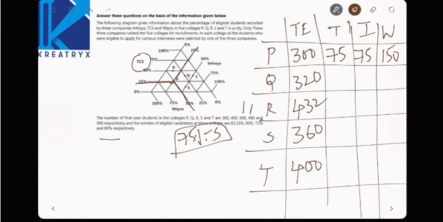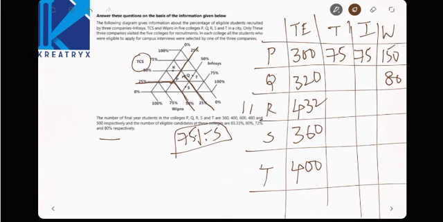Next, similarly for Q, observe the things. For Q, Wipro, how many members are there? 25%. 25% of 320 means 80 members for Wipro.